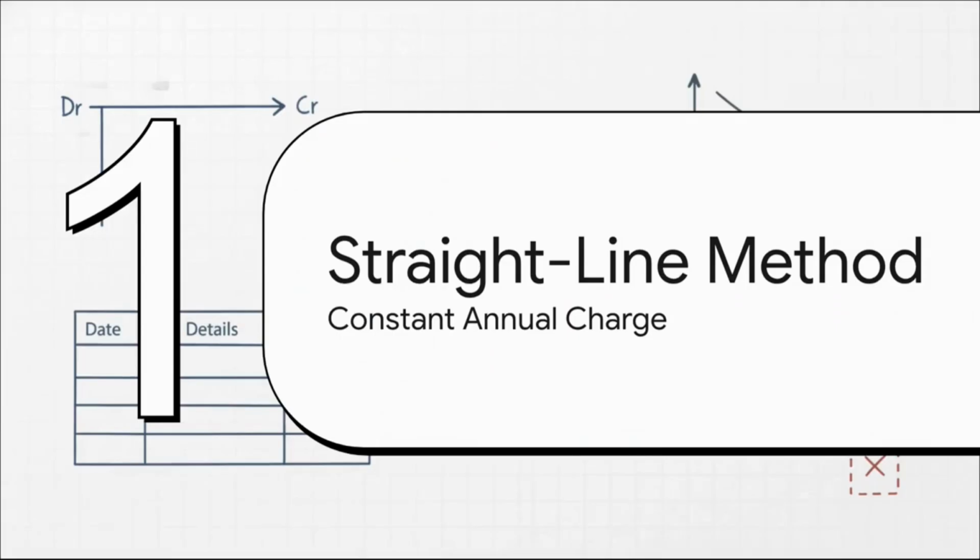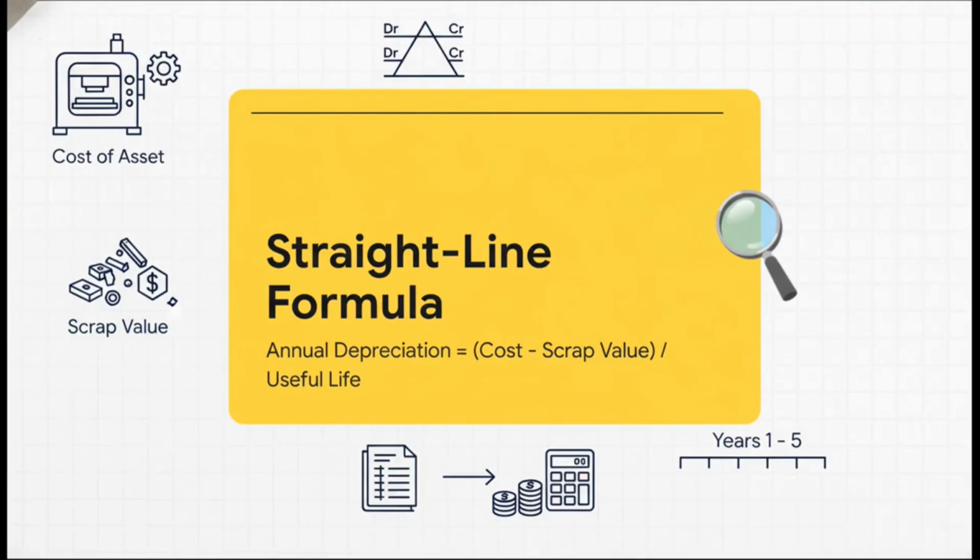Okay, let's get into the nitty-gritty. We'll start with the first and honestly the most common method you'll see for calculating depreciation, the straight line method. The name itself gives you a pretty big clue as to how it works. And here's the formula. It looks pretty straightforward, right? We take the asset's cost, we subtract whatever we think we can sell it for at the end, that's the scrap value, and we divide that whole amount by how many years we think we'll use it.